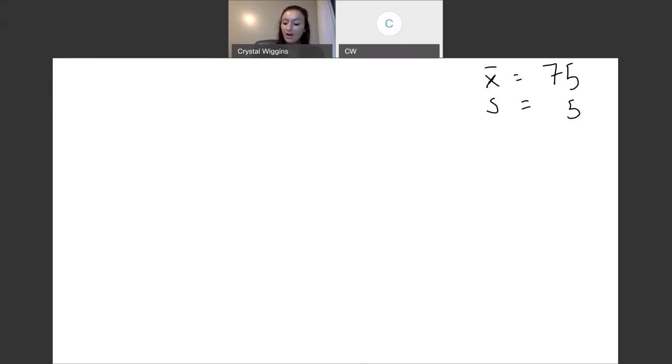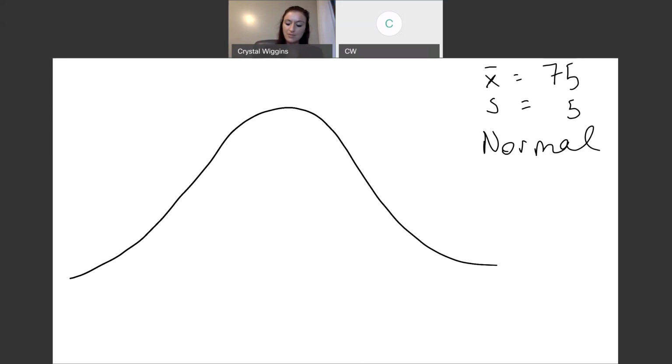I'm also going to tell you that the data is normally distributed. Normally distributed, symmetric, bell-shaped all mean the same thing. Really important to remember, the empirical rule only works when the data is normally distributed. So our bell-shaped curve looks something like this. And we're going to label the mean of a normally distributed data set. A symmetric data set is always in the center.